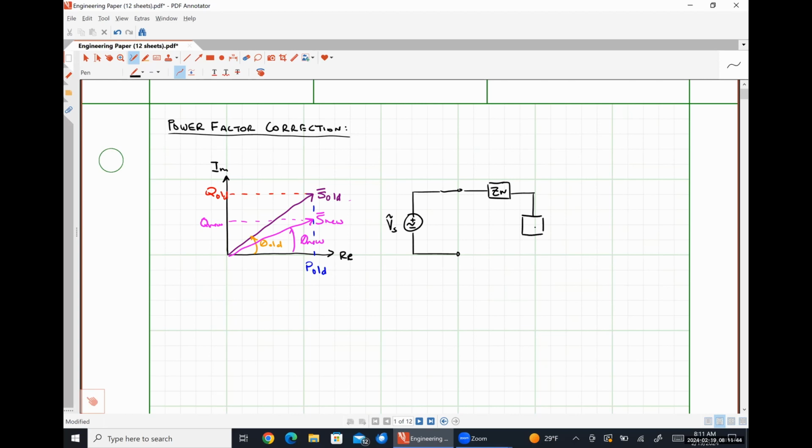And then this is an impedance representative of the load we are trying to power. Power factor correction simply involves placing some capacitance C in parallel with our source. Now, technically speaking, we could correct the power factor at the load as well, so put the capacitor bank in parallel with that ZL.